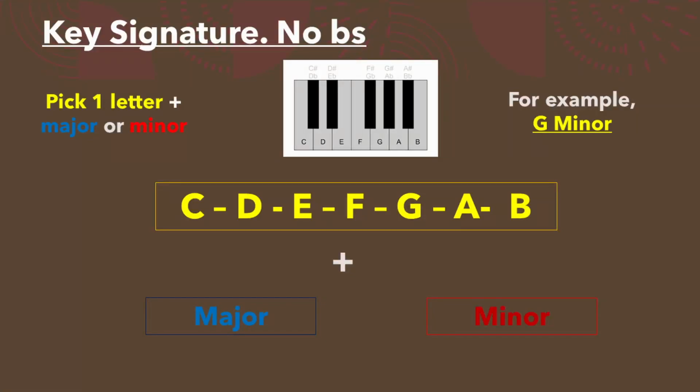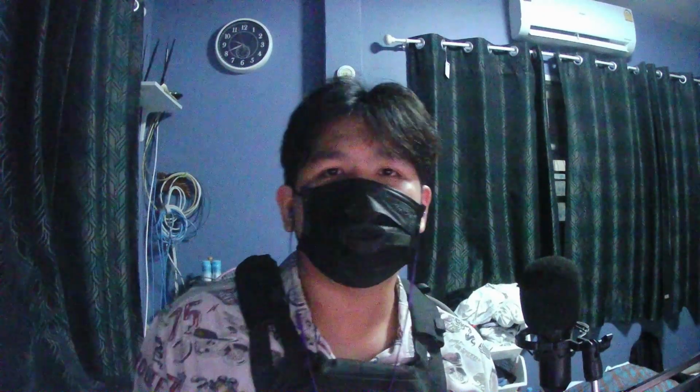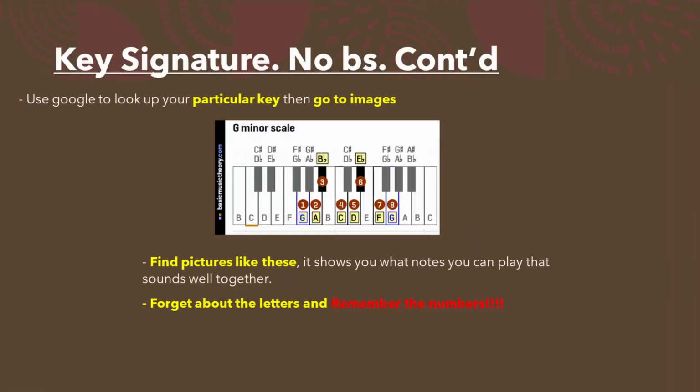Next is about the key signature. Just look at the slides I have here. Pick one letter and pick one of the two words between major and minor. Major tends to be bright, minor tends to be dark, but it doesn't always translate to a happy song or sad song. So once you get your combination, you can look that up on Google and then go to images. For my example, I will be using G minor and look for a picture particularly like this.